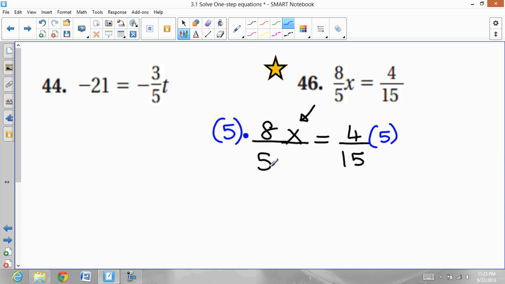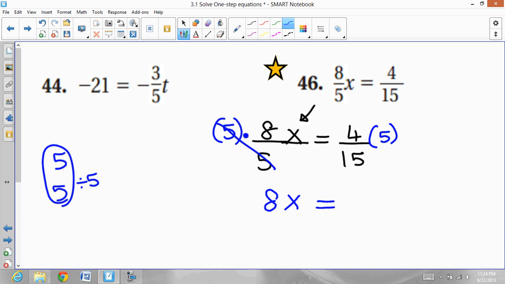5 on the top, 5 on the bottom, I'm going to cancel. Because if you look at it, 5 and 5, they both can be divided by 5. 5 divided by 5 gives me a 1. 5 divided by 5 gives me a 1. 1 over 1 is going to give me a 1. So on the left side, I got 8x.